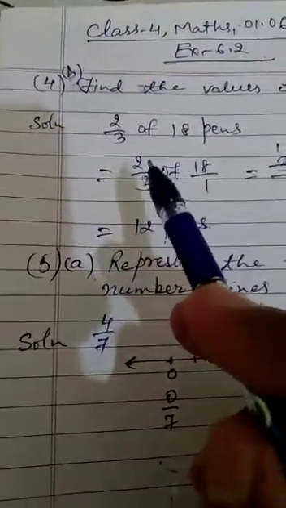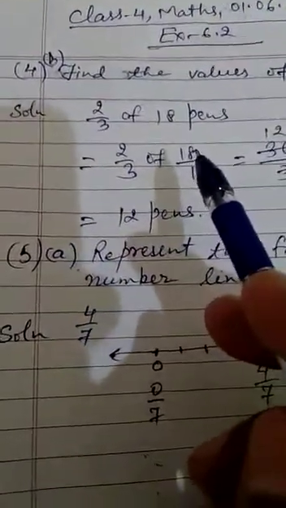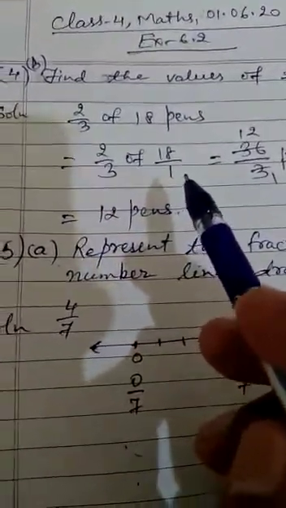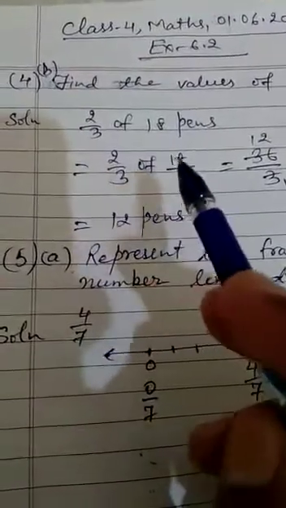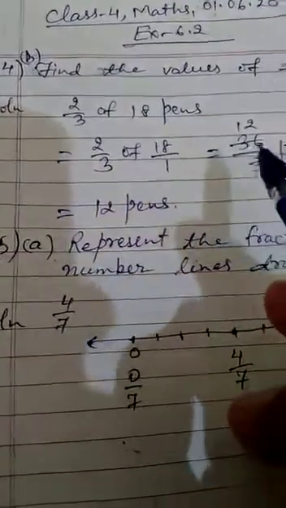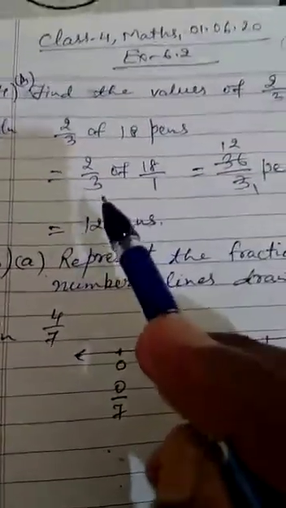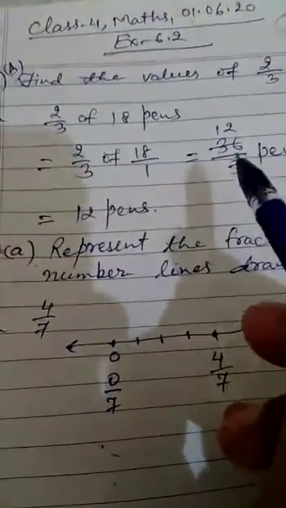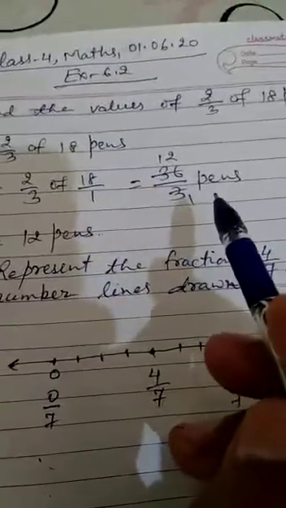You will multiply the numerator with the numerator and denominator with the denominator. So when we multiply numerator into numerator, 2 into 18 we get 36, and denominator into denominator, 3 into 1, is equal to 3. So we have got 36/3 pence.